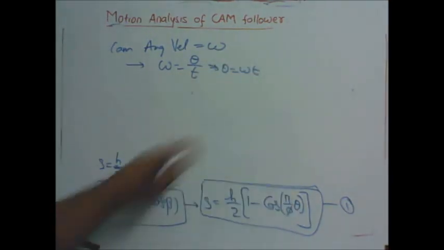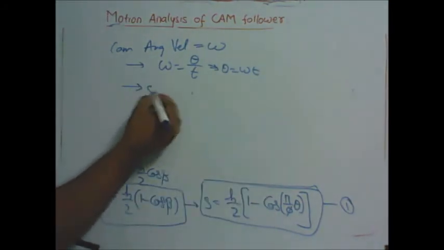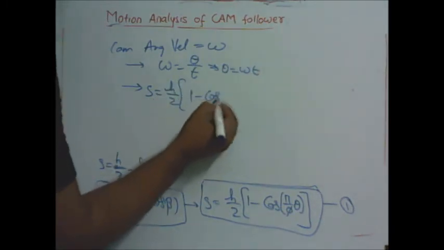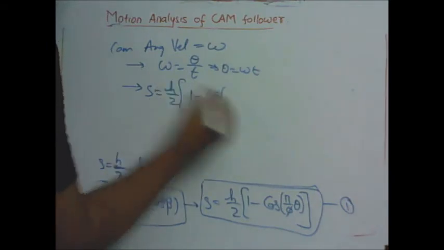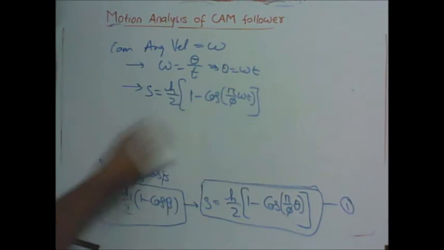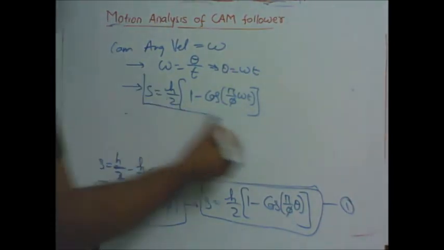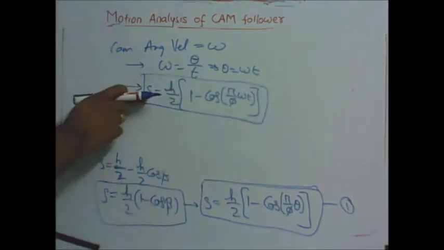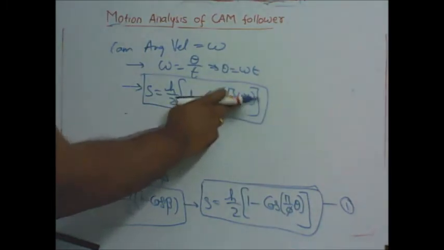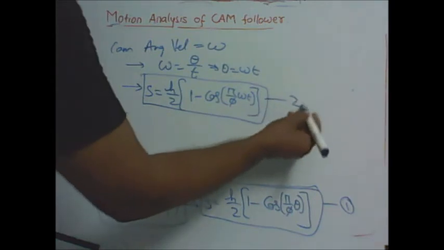Now instead of theta, when we substitute omega t, we will get S equal to h by 2 into 1 minus cos of pi by phi into omega t. Okay. Now this is the final displacement equation for the follower in terms of time t. Earlier it was in terms of cam angle theta. So this is equation number 2.